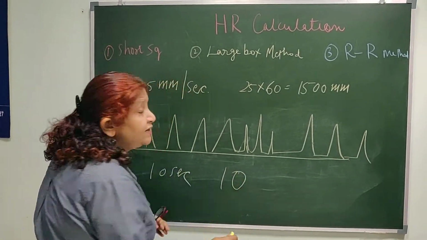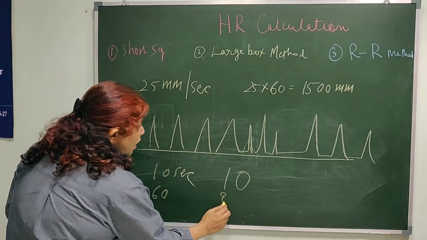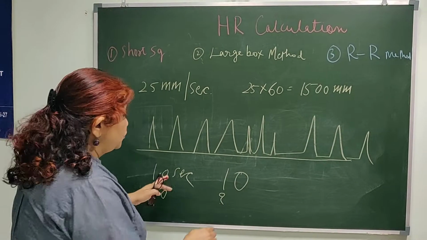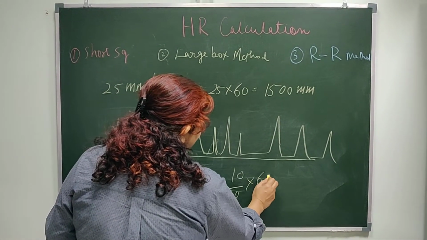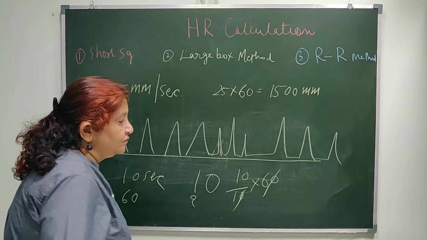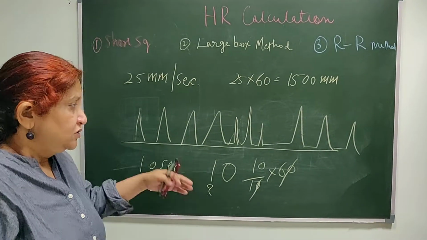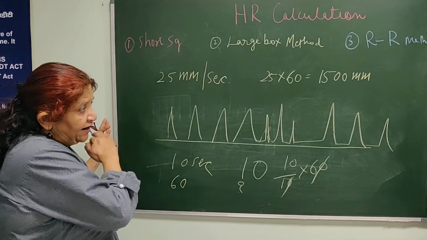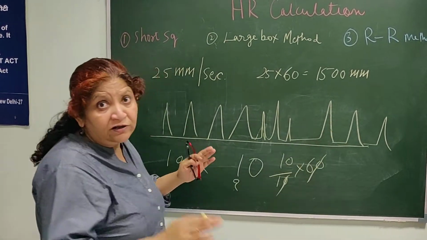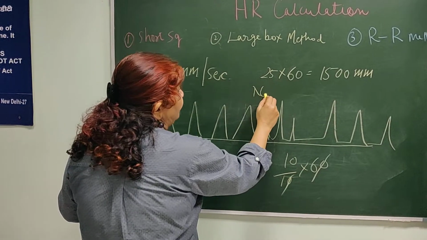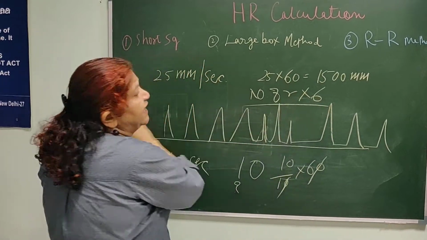Okay? So in 60 seconds, how many will be? So 10 divided by 10 into 60, so it will be 60. So heart rate will be 60 per minute. So in a nutshell, the RR method is you count the number of R waves on the rhythm strip, so number of R waves on the rhythm strip multiplied by 6.